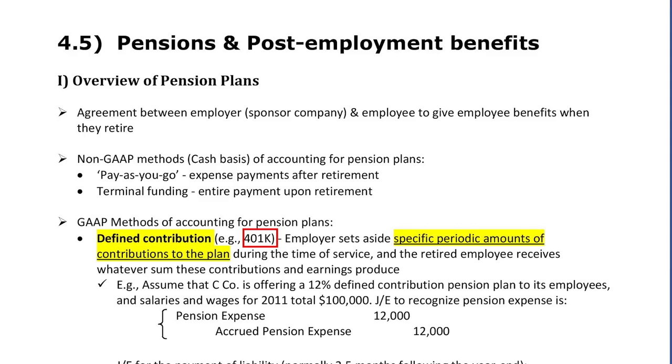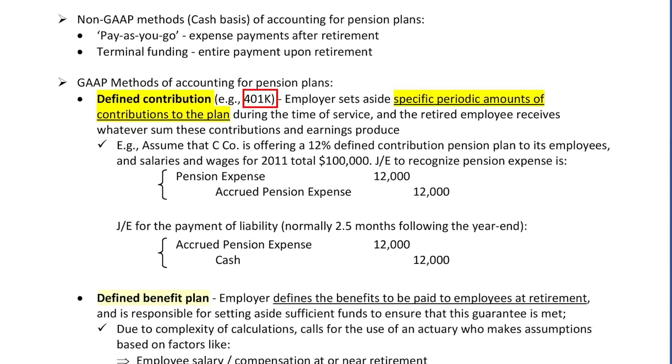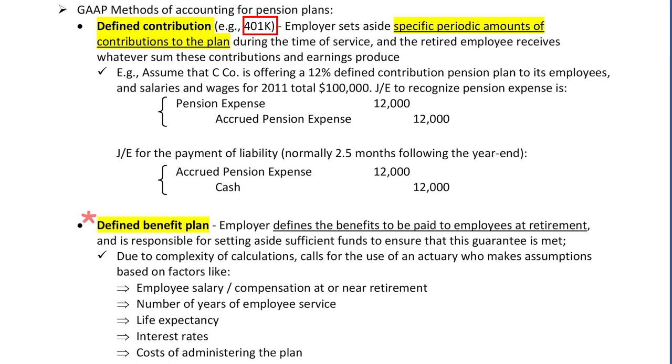But we're going to spend much more time studying the defined benefit plan, and put a star there. So in a defined benefit plan, the employer defines the benefits to be paid to the employees at retirement. So it's the employer's responsibility to set aside sufficient funds to ensure that this commitment, this guarantee, is met. Due to the complexity of calculation, defined benefit plans call for the use of an actuary who makes assumptions based on factors like employee salary or compensation at or near retirement, number of years of employee service, life expectancy, and interest rates.